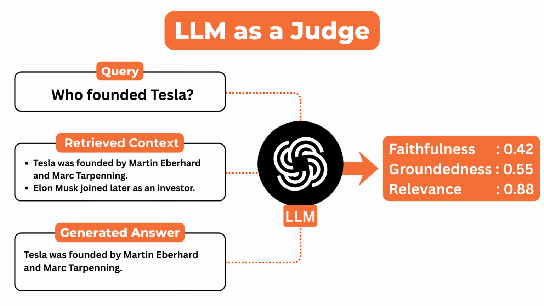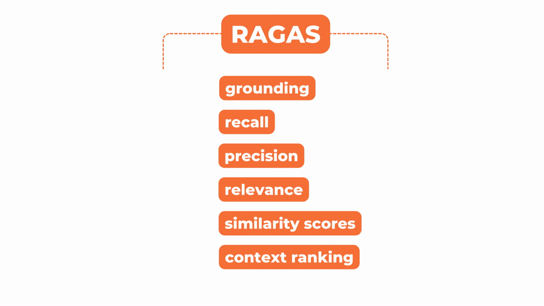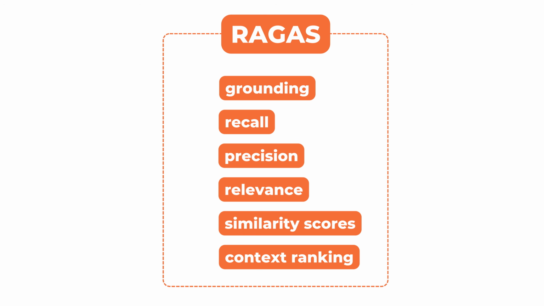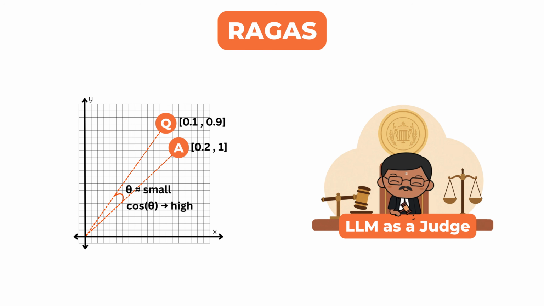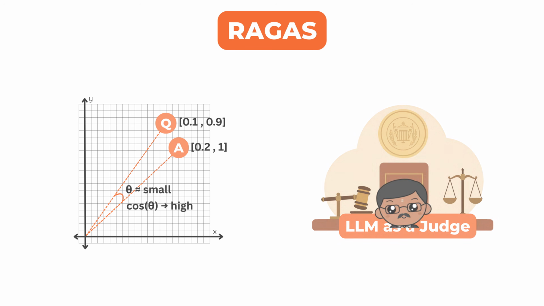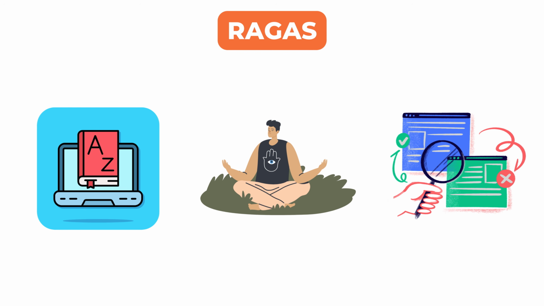To make all of this easier and standardized, the community built RAGAS, a dedicated open source framework for evaluating RAG systems. RAGAS provides a structured way to compute RAG evaluation metrics without manually building evaluators for each one. It uses embeddings for semantic comparisons, and it uses LLM as a judge for evaluations that require deeper understanding. This helps capture meaning, grounding, and factual alignment even when the wording varies.